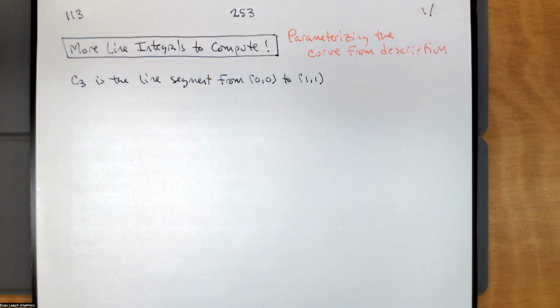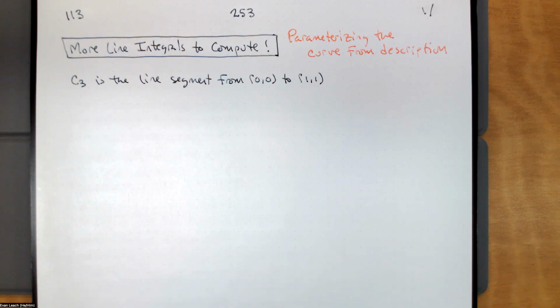But the second one, C4, was a quarter circle from 0, 0 to 1, 1. A quarter of the circle that's centered at the point 0, 1. So kind of like this, the bottom right portion of a circle. So we want to talk about parameterizing that.